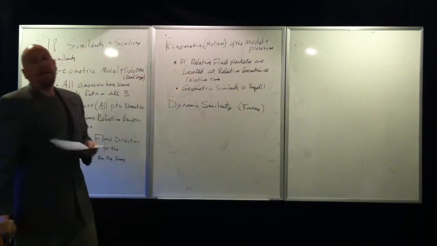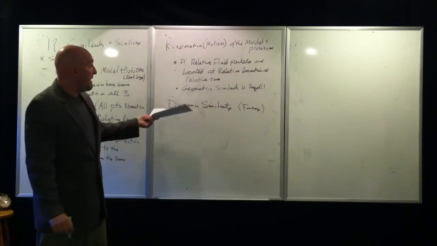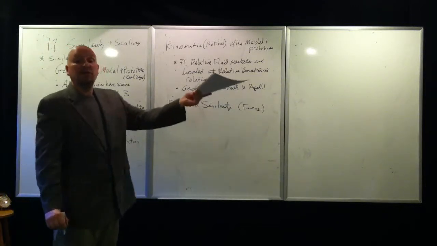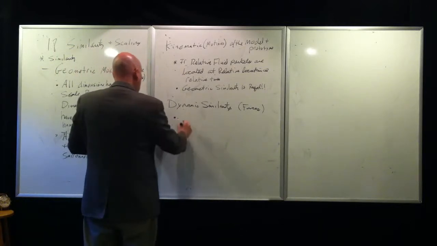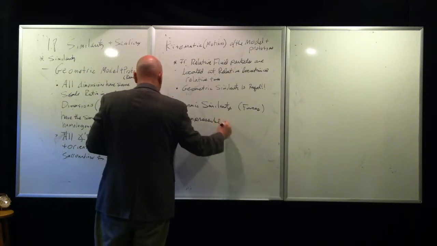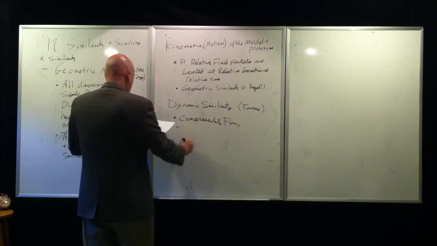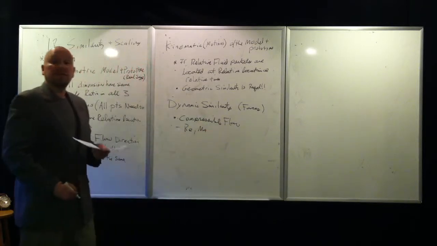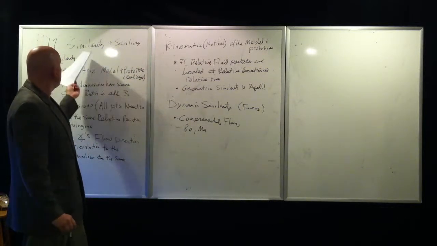The last is dynamic similarity. Dynamic uses the kinematic, so dynamic is going to be the forces that are acting upon your model to scale to your prototype. So things that need to be looked at are compressible flow. When you have compressible flow, Reynolds number and Mach number are important to have similarity between your model and your prototype.